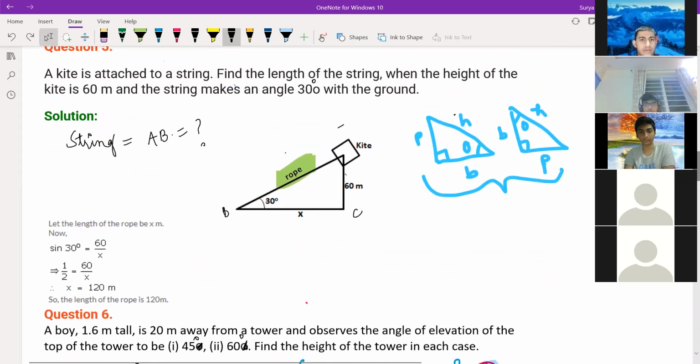Next question is question number 6. Here the diagram is very important. A boy 1.6 meter tall is 20 meter away from a tower and observes the angle of elevation of the top of the tower to be 45 degree and 60 degree. Find the height of the tower in each case.